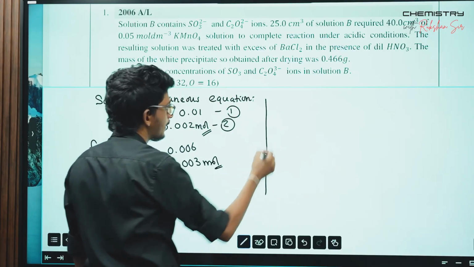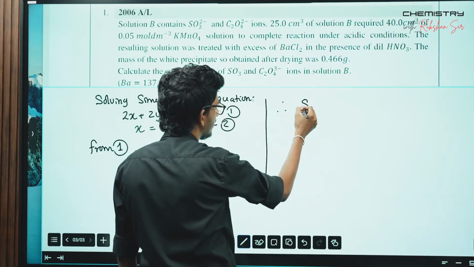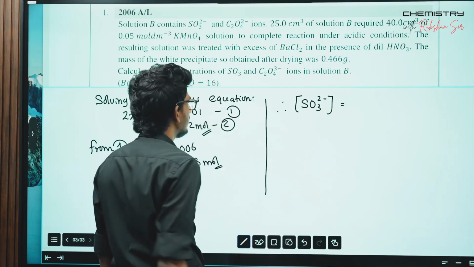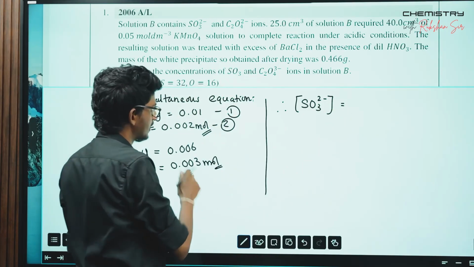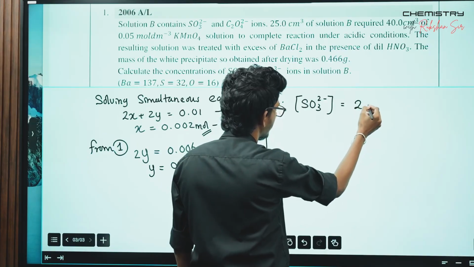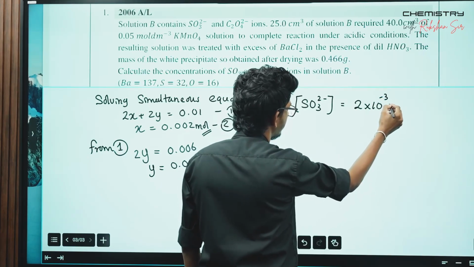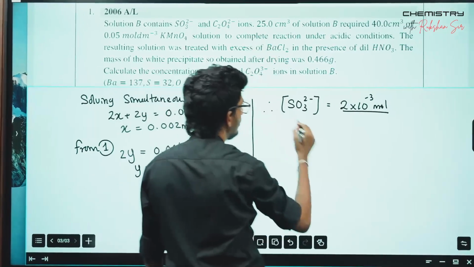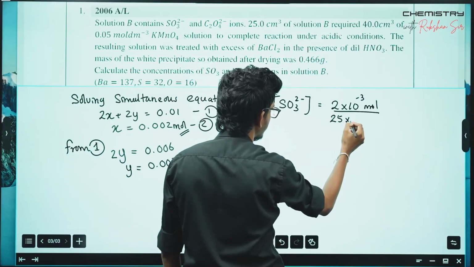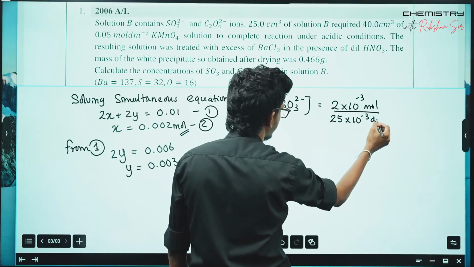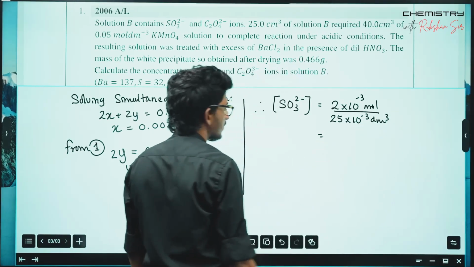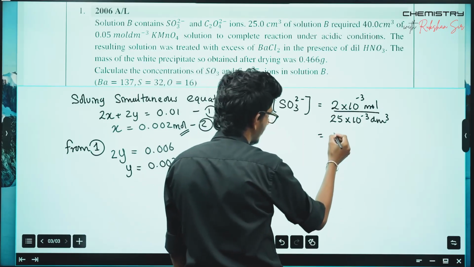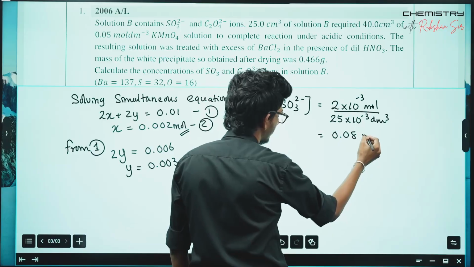So we can write the concentration of sulfite is equal to the amount of moles, which is 2 into 10 to the minus 3, and the volume here is actually 25 cubic centimeters. So these two will cancel off, 2 over 25, that means 8 over 100, that is 0.08.